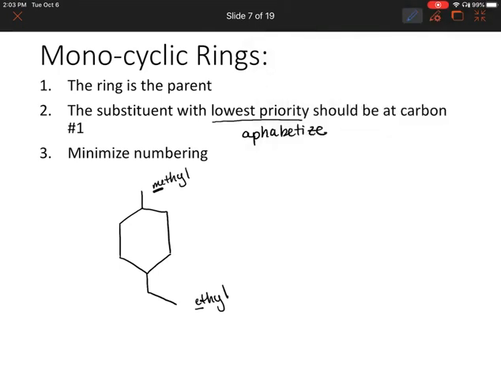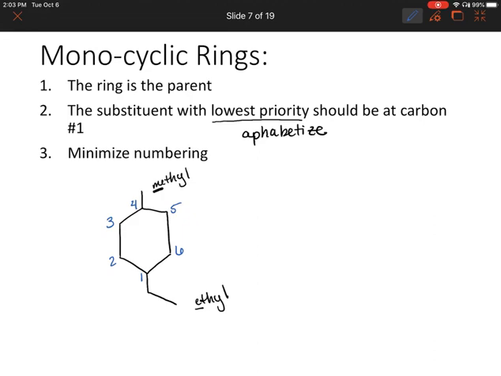All right, so we'll put that at carbon 1, and I'll just go clockwise around the ring. Now normally we want to minimize the numbering of the substituents, but in this case, methyl and ethyl are directly across from each other. So whichever way we number it, whether clockwise or counterclockwise, methyl will always be at position 4, so that works out.